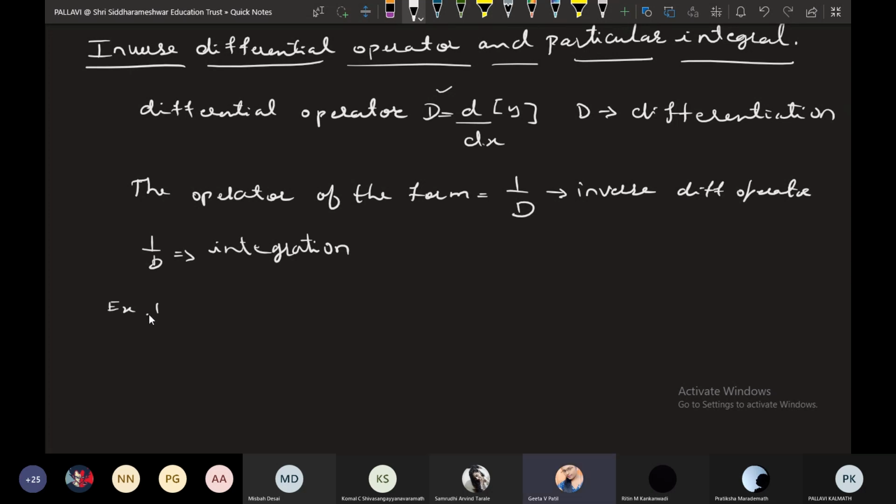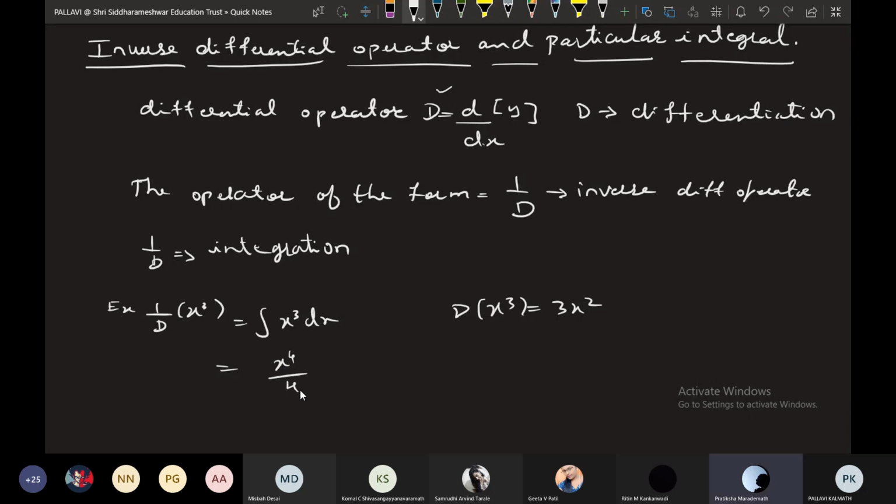3x squared. Sorry, ma'am, x raised to 4 by 4. Understood? Okay. If I'm asking you D of x cube, the answer is 3x square. But I am asking what? 1 by D of x cube. 1 by D means what? It is integration. Integration of x cube with respect to x. So what is the integration of x cube? x raised to 4 by 4. Got the difference?